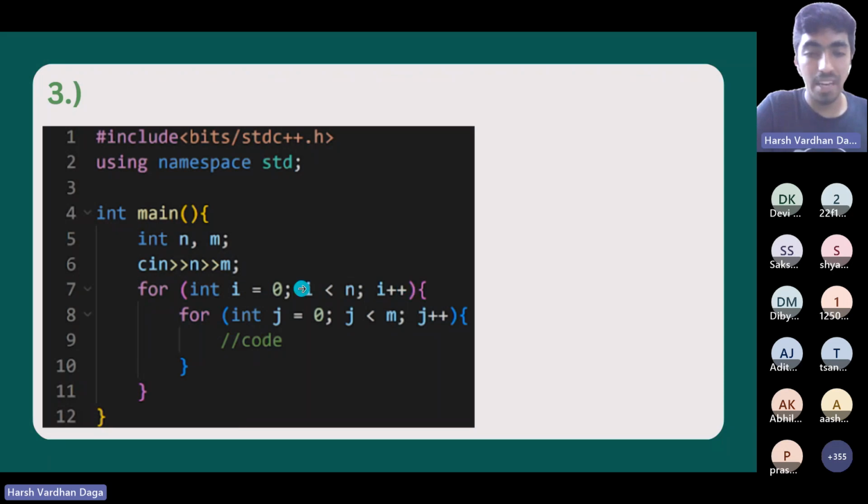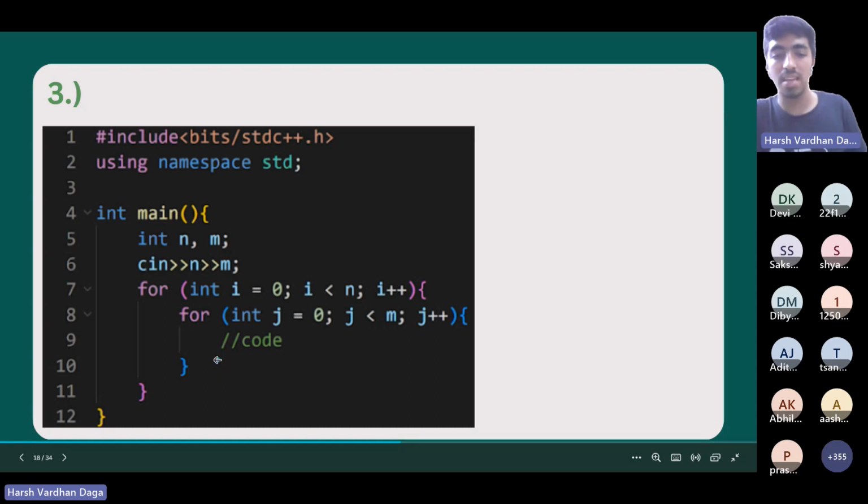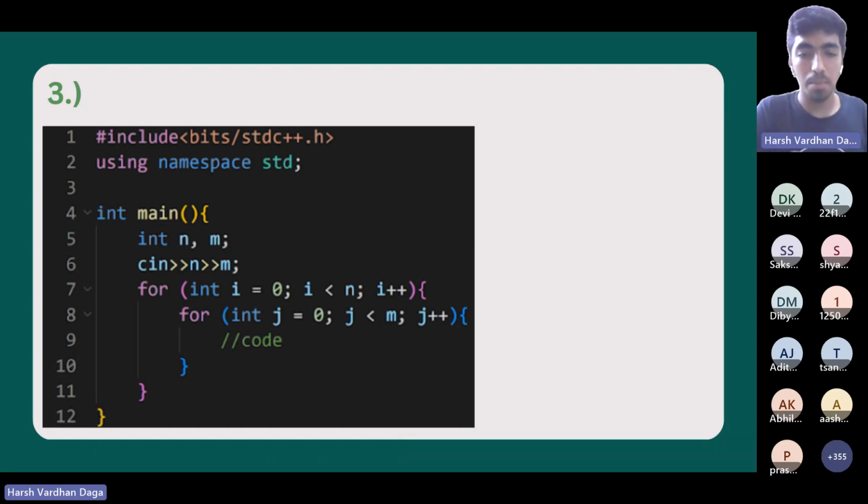Sorry, my bad. When i is incremented to 1, then this code again runs m times. So the total number of iterations we can represent as a function of n and m as m plus m plus m plus m, n times. So it will become n into m. So the exact number of operations will be n into m, and hence that is its time complexity.